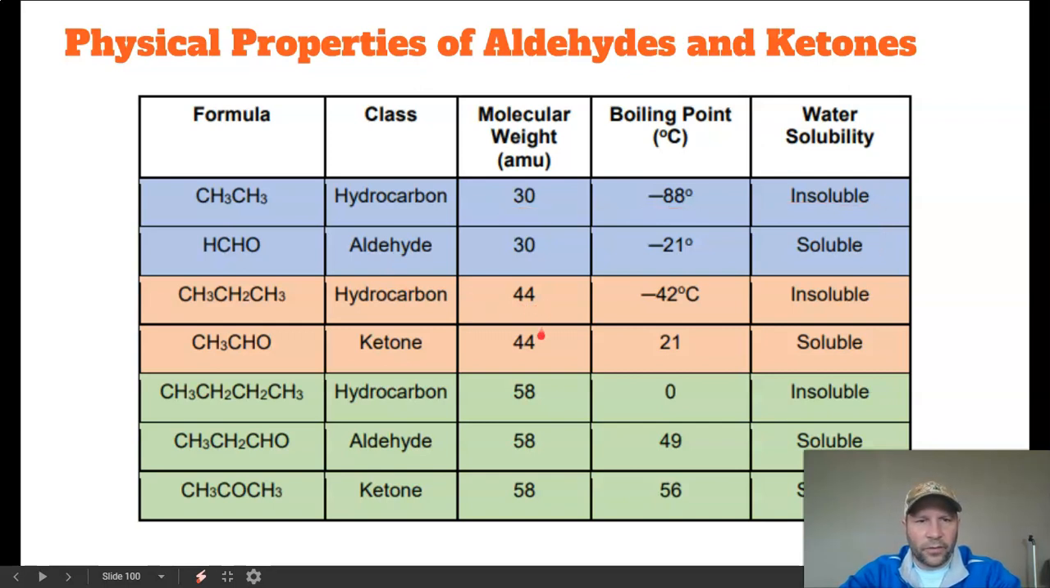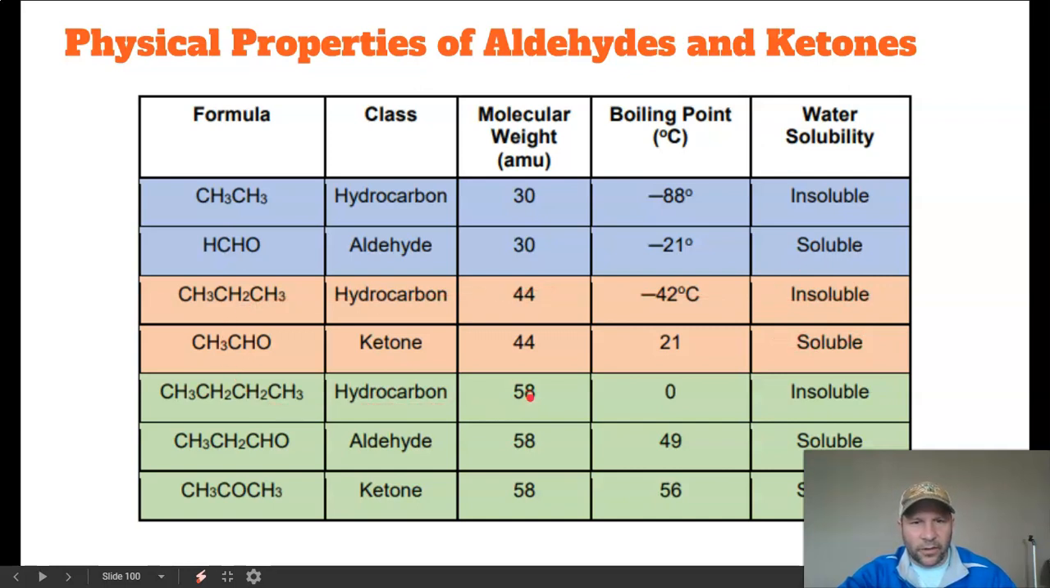Keep it rolling. Look at these two. Here's a ketone. Here's a hydrocarbon. Same exact molecular weight, right there. But look at the difference in the boiling point, because ketones are also dipoles. So we have dipole-dipole action here, and only dispersion forces here. But once again, polar molecule, soluble, and not soluble for the alkene.